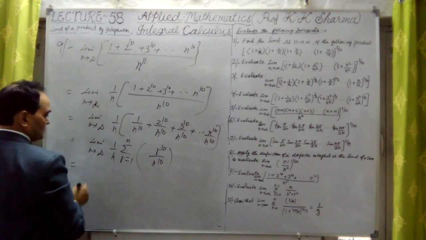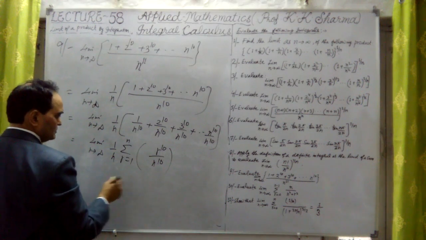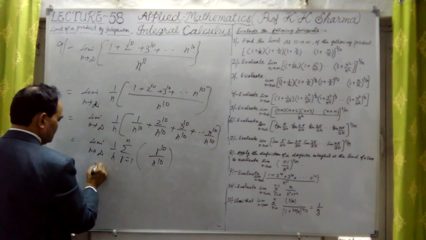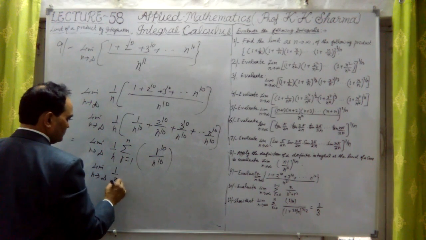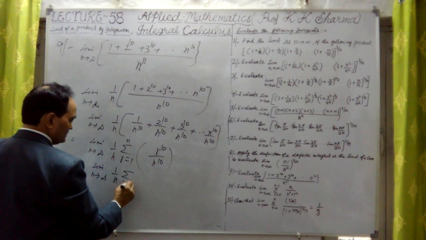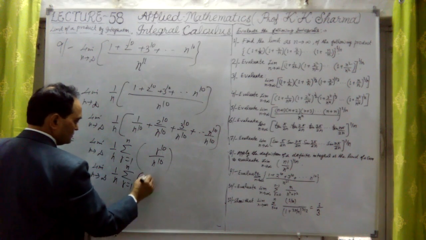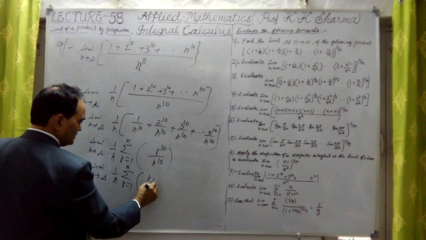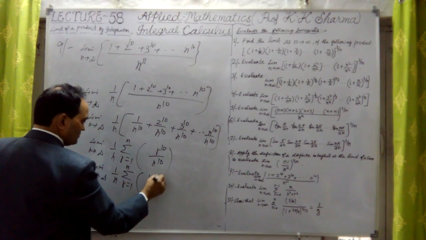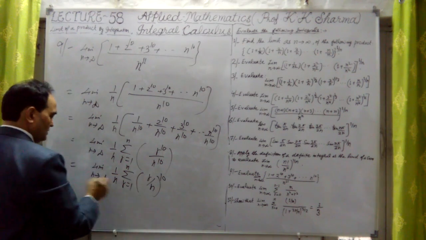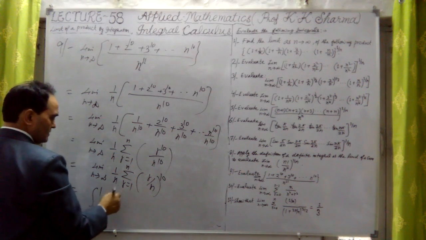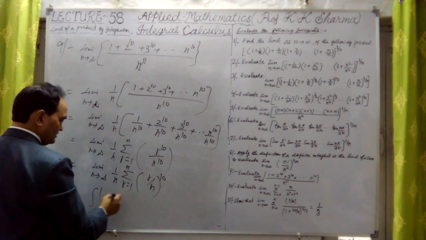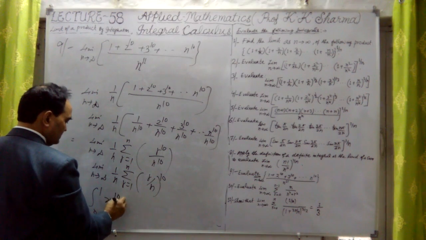So if I convert this to a definite integral, or let me write it further: limit n tends to infinity, 1 upon n, sigma r is equal to 1 to n, r upon n whole power 10. Now converting this into a definite integral with 0 to 1 limits, 1 upon n is there, 1 upon n is here. It is x raised to power 10 into this.